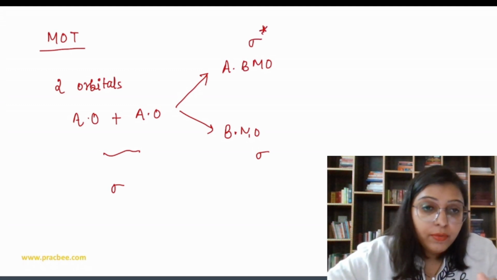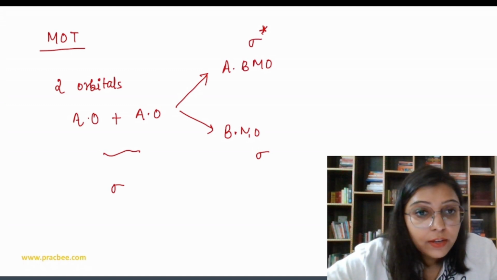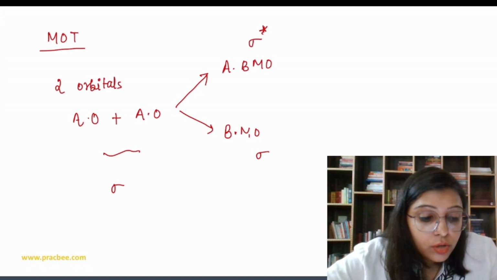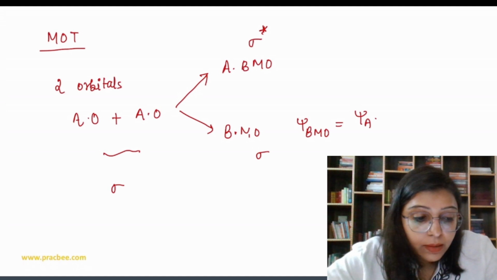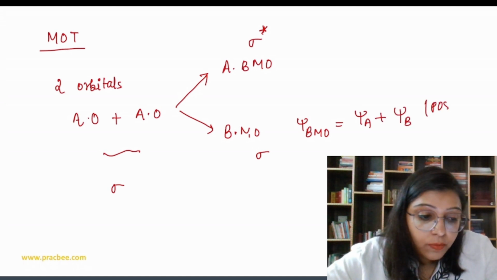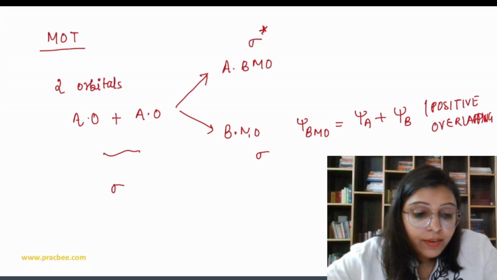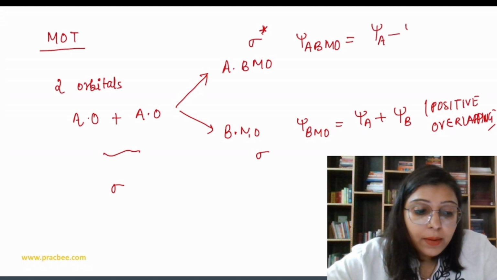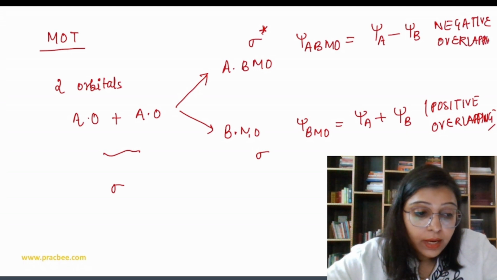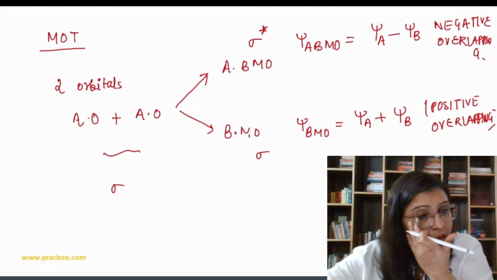So in BMO, when we form bonding molecular orbitals, there is a kind of positive overlapping between the orbitals. So we have total psi is equal to psi A plus psi B. That's a case of positive overlapping. Now, when we have sigma star, the anti-bonding molecular orbital, we have to do the negative overlapping, so psi A minus psi B. That's a negative overlapping. So that is the concept.